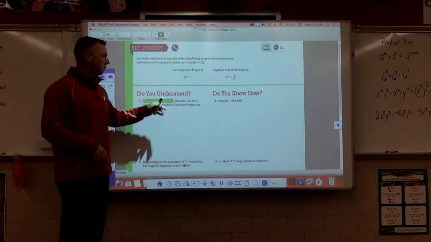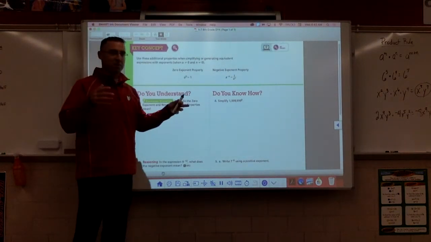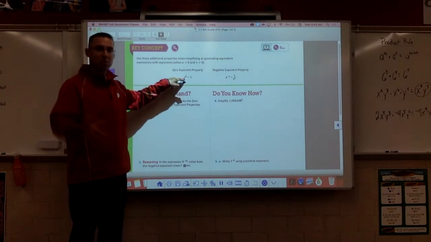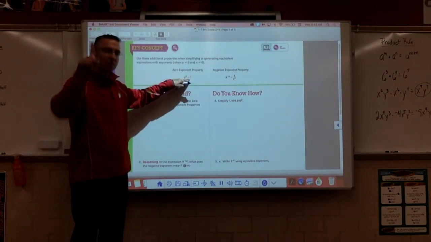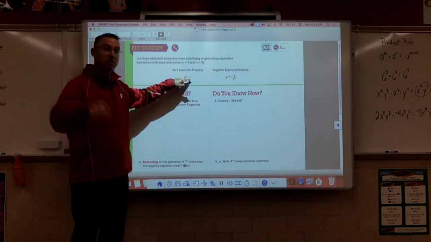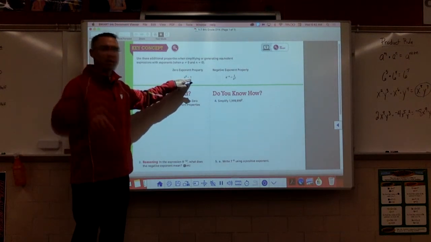If we look up top, zero exponent property. Once again, any number. That's what that variable A represents. Basically, any number raised to the zero power is equal to 1. 1 billion to the zero power? Yeah, 1. Still that's 1.